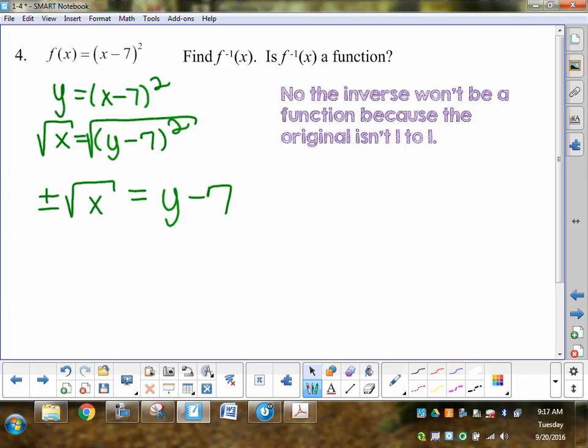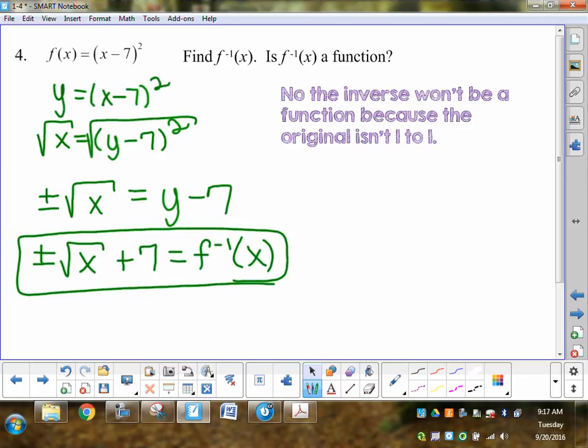Now let's go over here. We still need to solve this out for y. Hopefully this isn't where we get stuck. So this will be plus or minus the square root of x, then plus 7, is equal to f inverse of x. So when you graph the inverse, it's not going to be a function because this would give you a sideways parabola. This is two separate functions: the square root of x plus 7 and the negative square root of x plus 7.